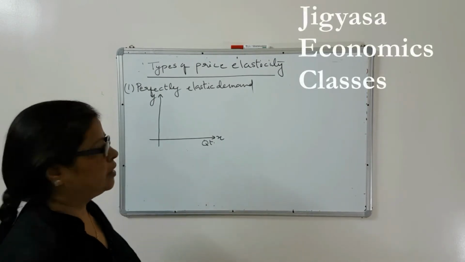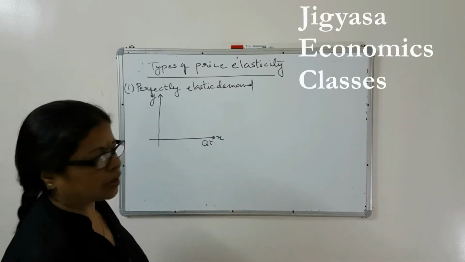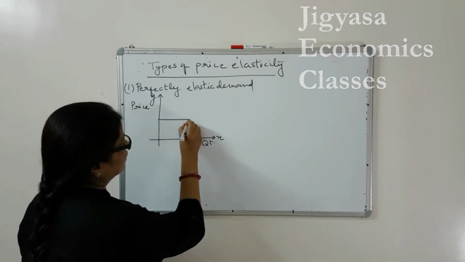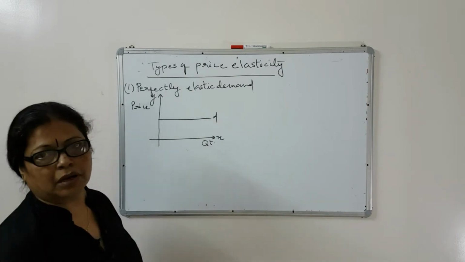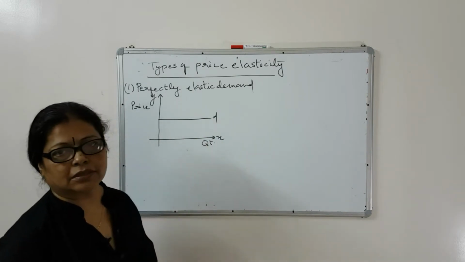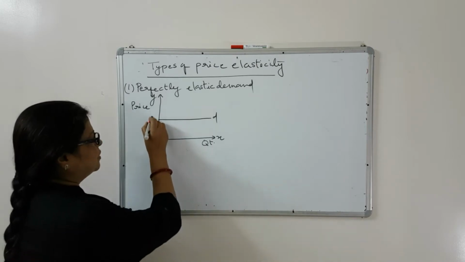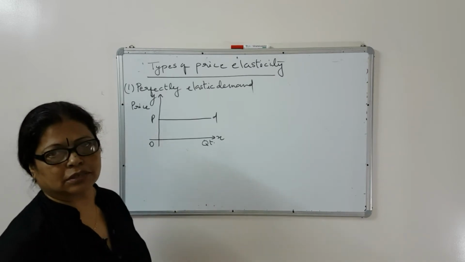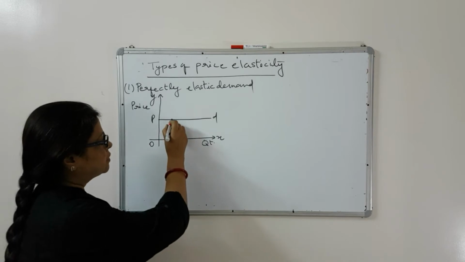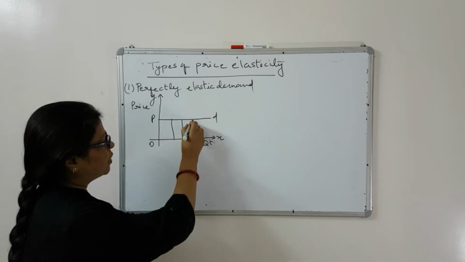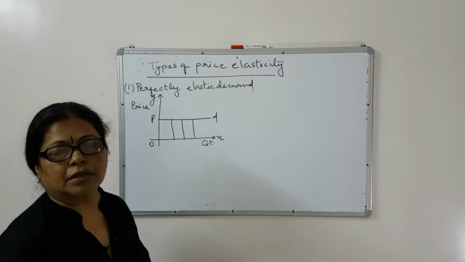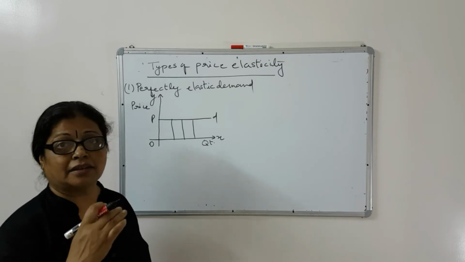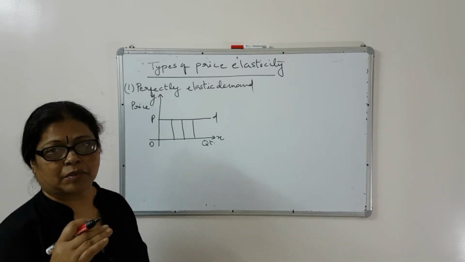As I always say, the x-axis is representing quantity and the y-axis is representing price. This is a perfectly elastic demand curve, which is parallel to which axis? X-axis. P is the price, which denotes that price is constant. At this price, the consumer can demand any quantity. The quantity demanded is equal to infinity. But if there is a slight rise in price, nothing is demanded.